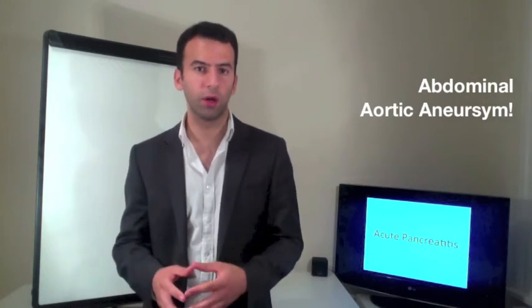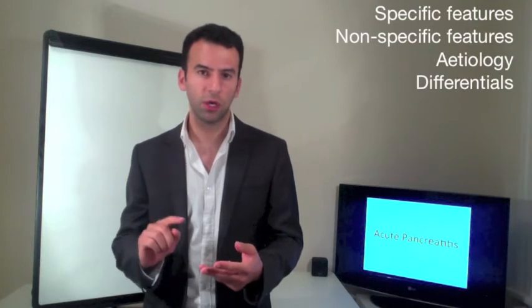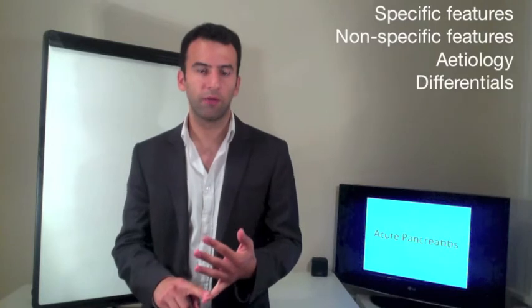They may look at you like you're crazy, or they may say, oh yes, actually I've got one. Oh, by the way, it's 8.5 centimetres or something ridiculous. So that's also really important. So ask specific features, non-specific features, questions to look at the etiology, and questions to consider differential diagnoses.